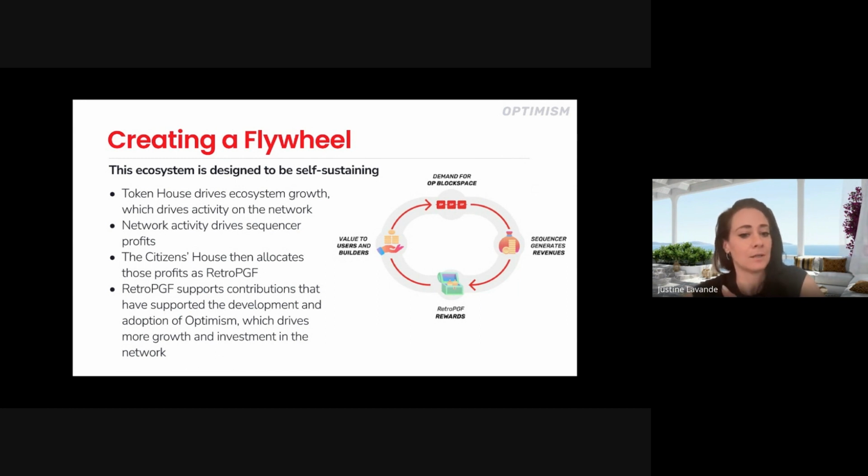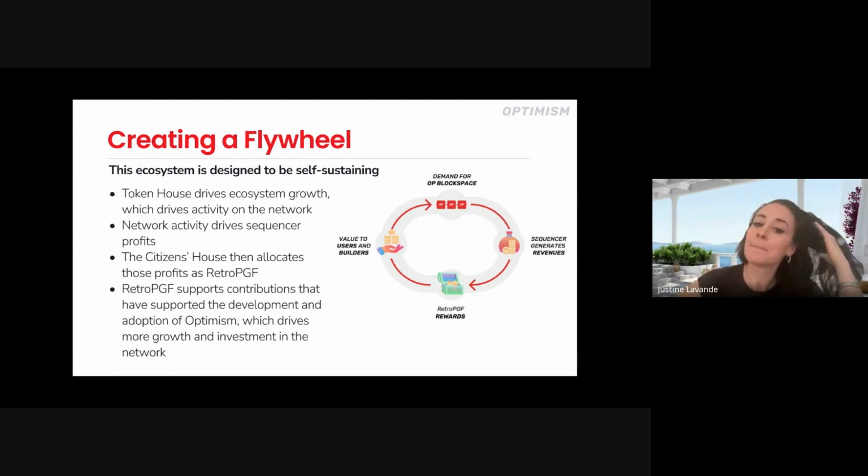And they will likely allocate that towards retro PGF, which is the primary responsibility of the citizens house. You've probably heard of retro PGF. It's retroactive public goods funding. Optimism is not the only protocol or project that allocates grants that way, but we have dedicated 850 million OP to our retro PGF. Actually, I think this presentation is out of date and we call it retro funding now. Anyways, need to update it. But we have 850 million OP reserved for this, and it's to support contributions that have aided in the development and the adoption of Optimism, which then drives economic growth, which then goes back to the token house.